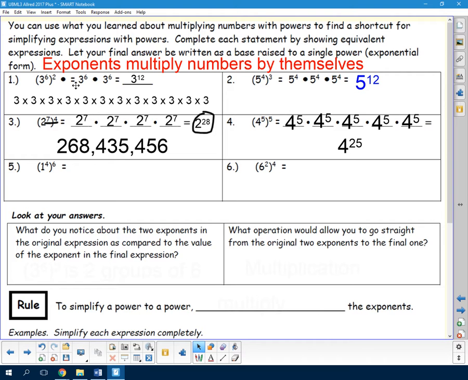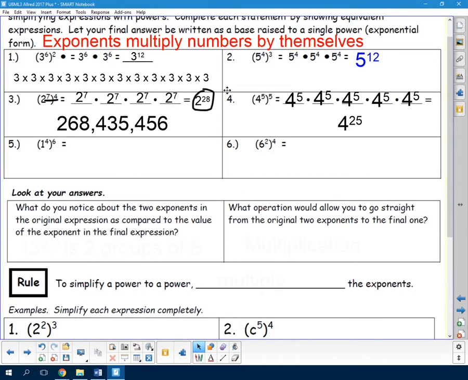Okay, look at our answers there for the 1, 2, 3, and 4. What did you notice about the two exponents in the original expression as compared to the value of the exponent in the final expression? Think about that. Pause your video and talk to your partner.